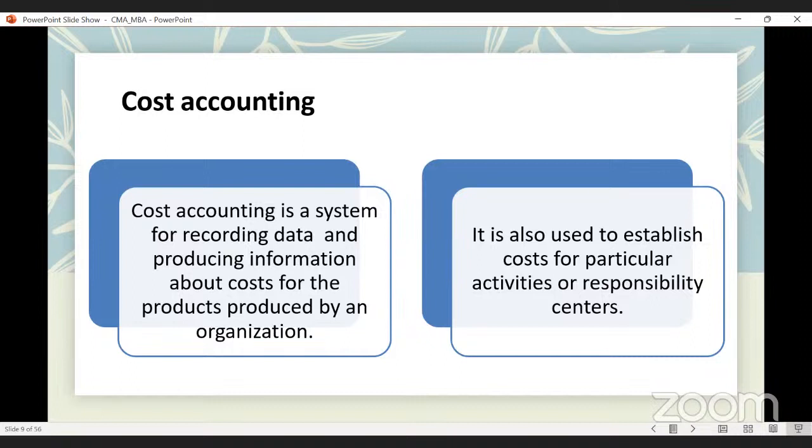So let's say you are doing a bakery business. What are your outputs? Your output may be bread or other bakery items. It will provide you the cost information about the bread. Whenever you are making a particular bread, what do you need? You need some raw material. What do you need? You need some labor. What do you need? You need some other expenses. These all are the components of the cost.